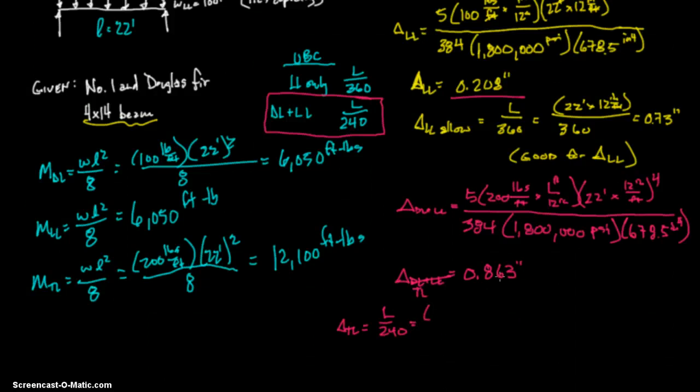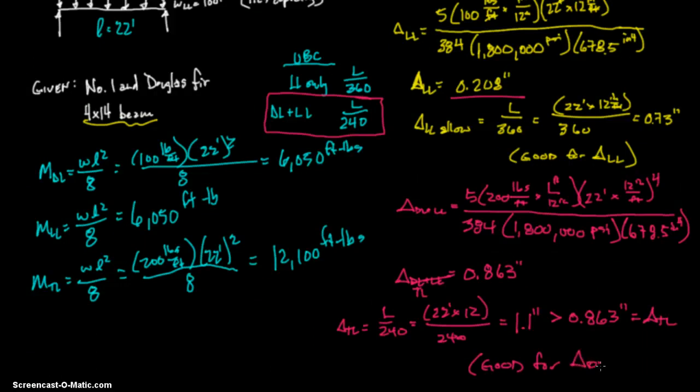And L is 22 foot times 12 inches per foot. I'm not going to write it out this time, but it's divided by 240. And you get the allowable deflection of 240 is 1.1 inches. And this is greater than 0.863 inches, which equals your actual. So you are also good for this. All right. And there you go.